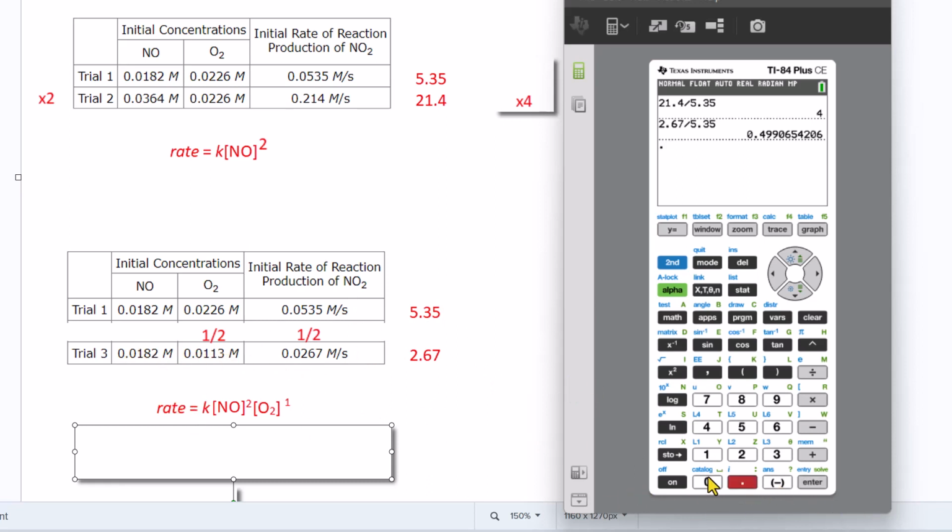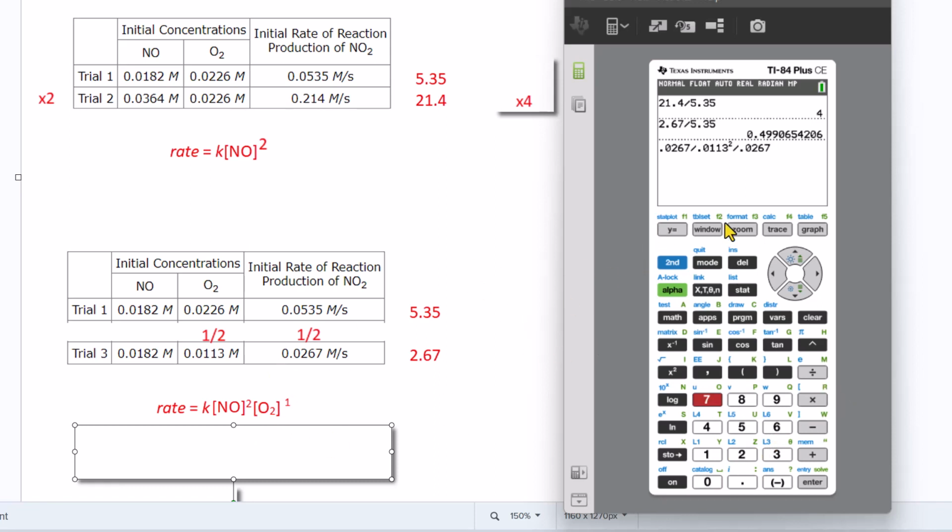I'm going to have 0.0267. I know what that is. That's my rate. And I know the NO and O2, and I'm solving for K, so I'll divide by the concentration of the NO2, which is 0.0113 squared. Got a convenient squared there. And I'm also going to divide then by the O2 raised to the first power, 0.0267. And that's going to give us our constant.